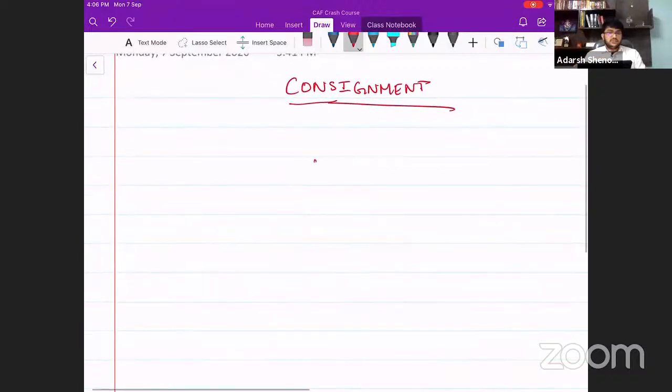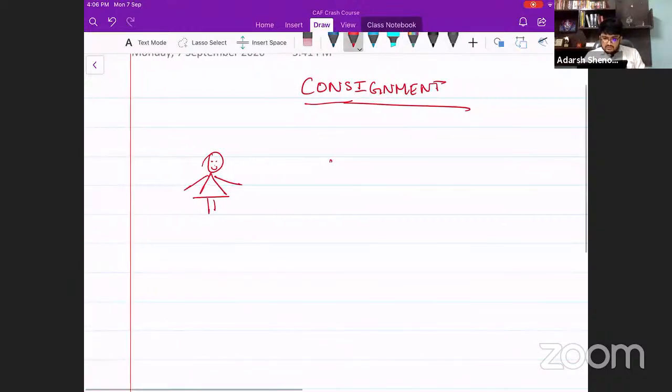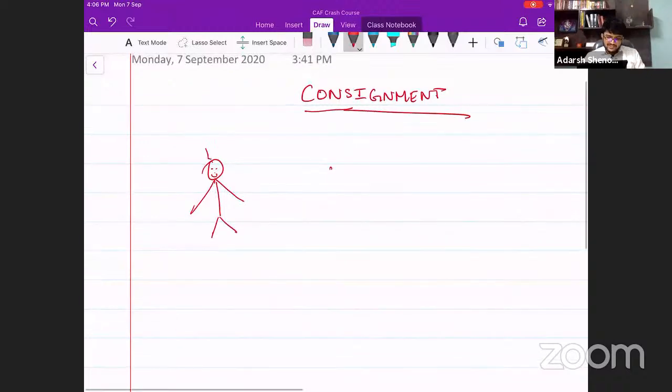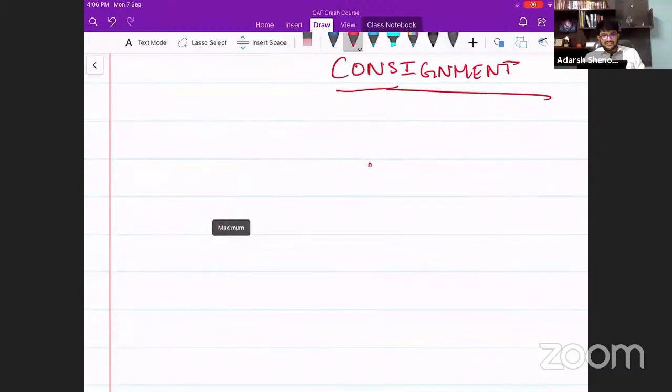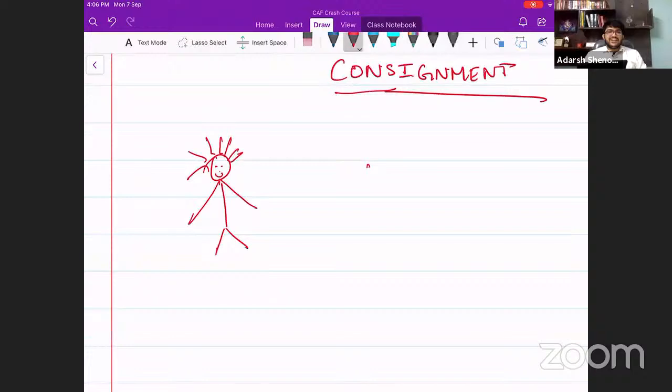Now, what is this? There is a person, let us take for example, I am over here. So here I am in, let us say, Mangalore.